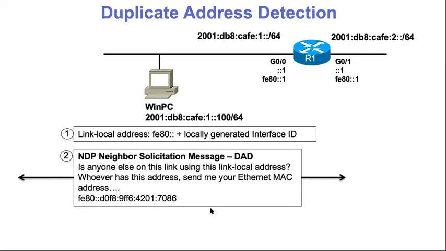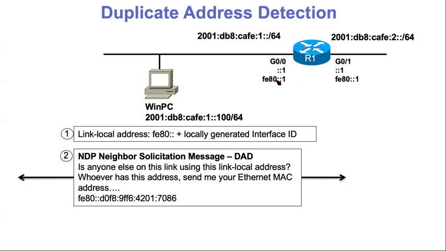Well, what it will do is send out a neighbor solicitation message. Basically, it's like ARP for IPv6. It just says, hey, everybody out there. So this is sent to everybody on the link. The router won't forward this, but everybody on this network will see this. It's saying, hey, who out there has this link local address? Send me your MAC address.